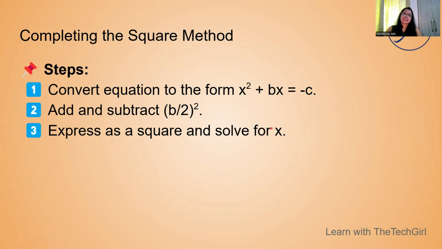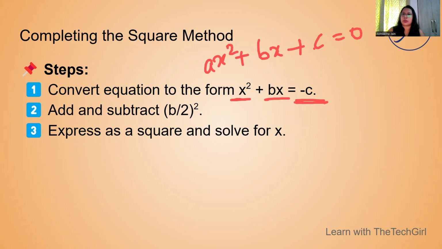Now, the last method is the completing the square method. What is the completing the square method? You convert the equation into the form x squared plus or minus bx is equal to minus c. So far we were converting every equation into ax squared plus bx plus c equal to 0, right? But if you notice here, you're going to convert it into x squared plus bx is equal to minus c. So even a is gone. Yeah? Then you're going to add or subtract b by 2 square. And then you will express that as a square and solve for x. How do we do that?